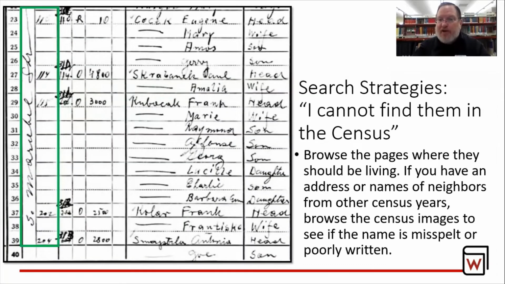Browse the pages where they should be living. If you know they're in one census and then 20 years later they're still in the same area, then you need to be searching the census in between in that same area, just page by page, looking for them. You also want to use the fan approach of their neighbors: where did they live, and then search out the neighbors to see if you can find them close to your ancestor.